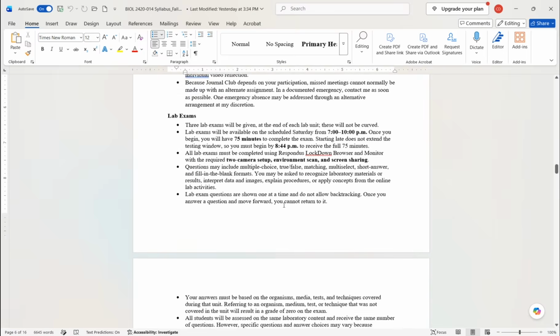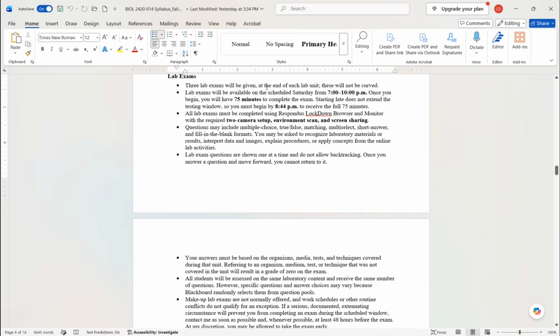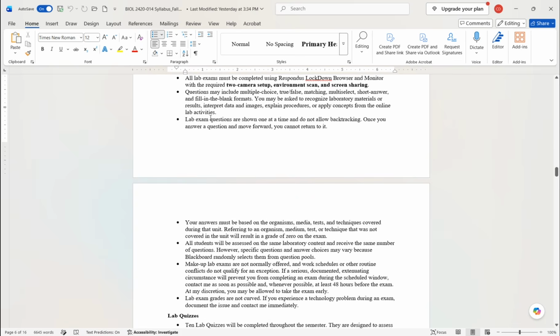For lab, you're also going to have 3 lab exams. They'll also be on a Saturday. And again, you'll have from 7 p.m. to 10 p.m. to complete them. These are actually normally 60 minutes, so I'm going to need to go in and update this bullet. Lab exams are typically 60 minutes, so that'll give you a little bit more wiggle room on when you need to start the exam. You'll use that 2-camera setup.